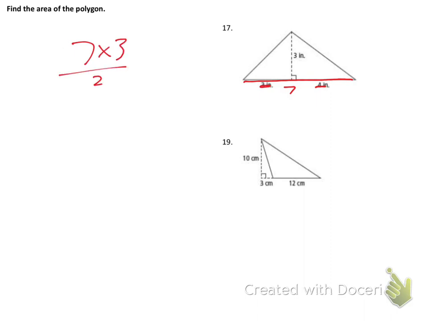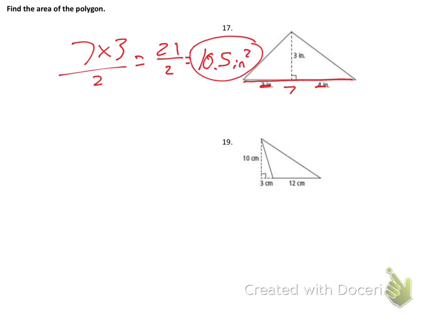So 7 times 3 is going to be, let me see which number I'm on here. Yep, 7 times 3 is 21, and then 21 divided by 2 is going to be 10.5 inches squared.